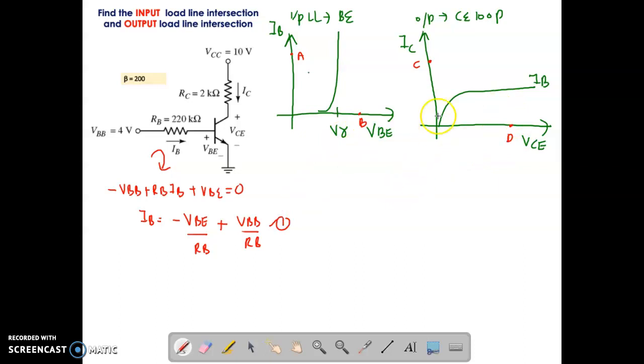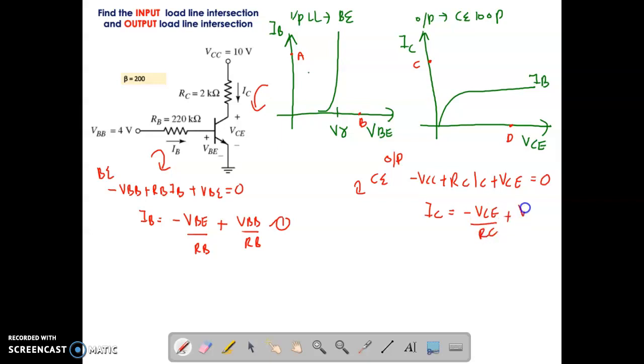Now what will happen at your output loop? This was the BE loop, so your output refers to your CE loop. Your CE loop, starting from above, becomes minus VCC plus RC IC plus VCE equal to 0. So you can get your IC equal to minus VCE over RC plus VCC over RC.